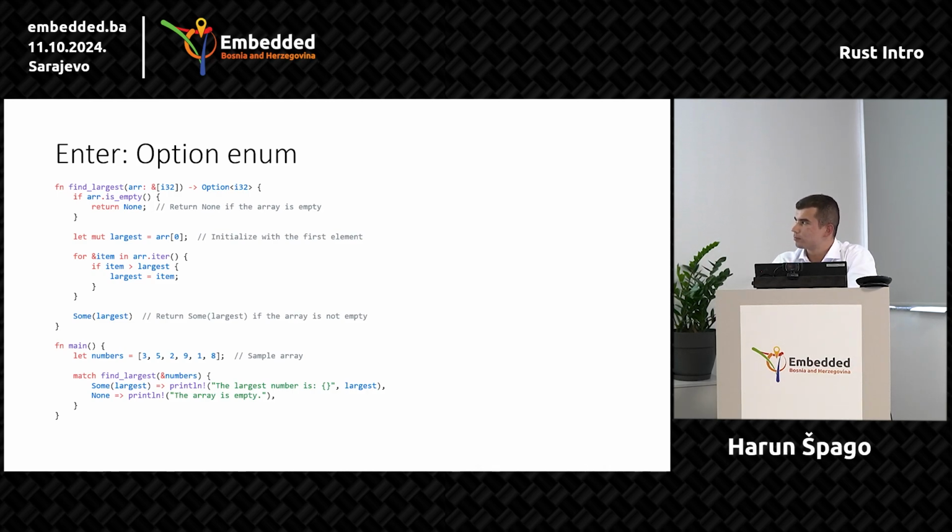The Option enum simply represents the presence or absence of a value. So in this case, when the array is empty, we can simply return None, which means that the array is empty, and then we can handle this. We can handle all of this using this match statement, which is basically a switch case. And if the array is not empty, we can simply return the Some variant with the value of the largest number.